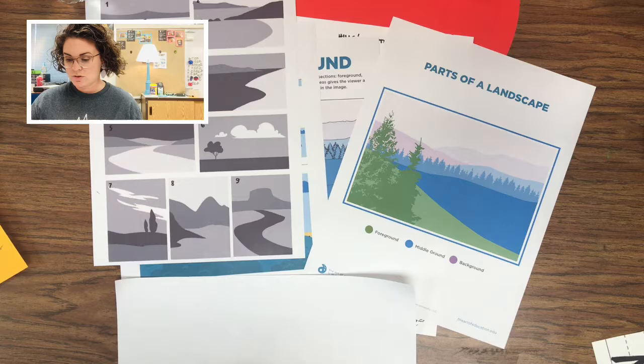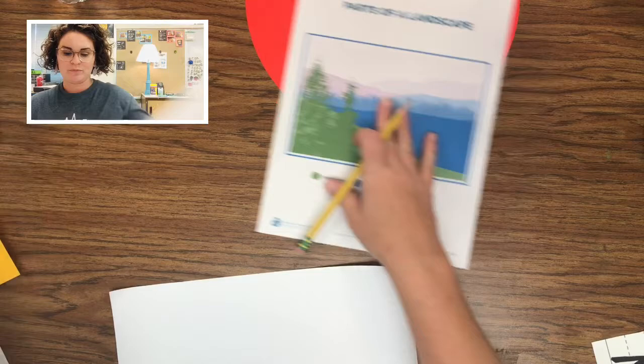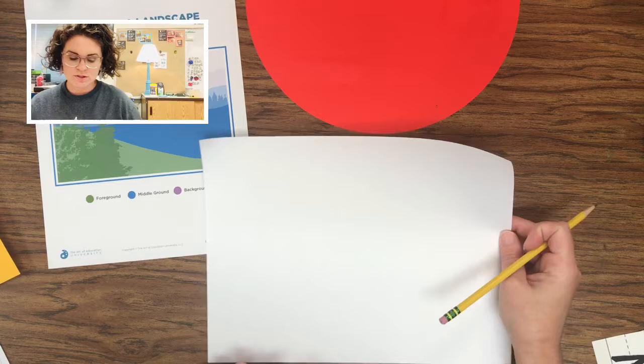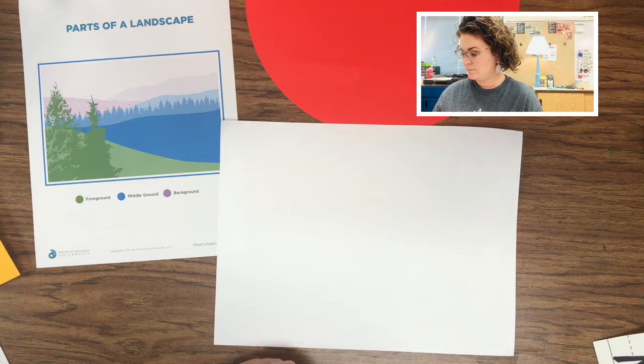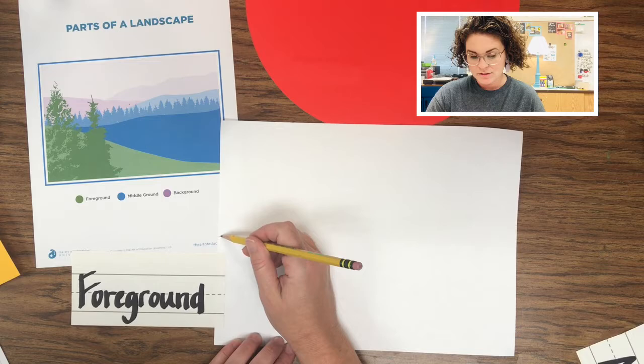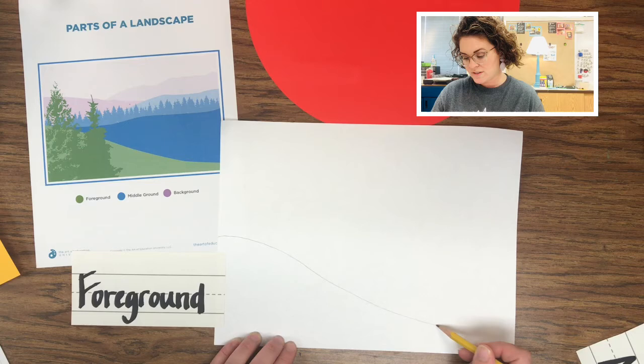I'm going to use this image here as my guideline as we get started. So follow along with me or pause the video and start using those resources to create your own landscape. So the first thing I'm going to do is create the foreground, and that's what is in front. I'm going to start by making a hill about halfway down the page that curves into a valley.